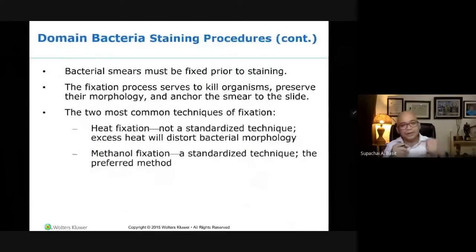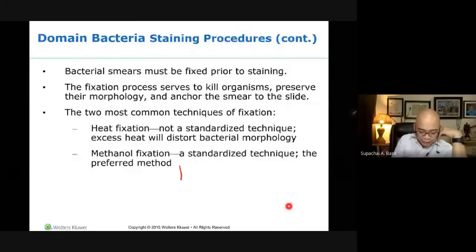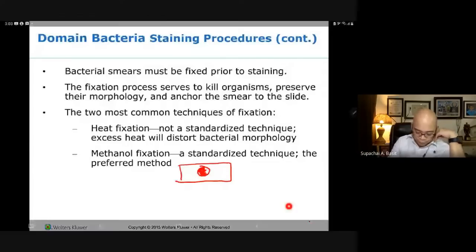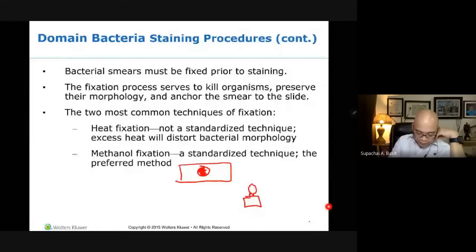Okay, so in staining, bacterial smears must be fixed prior to staining. For example, this is the slide. You place the smear here, and then you fix it over the alcohol lamp. So you have an alcohol lamp here, and then you place the slide here so that it will be fixed. This is what you call heat fixation.